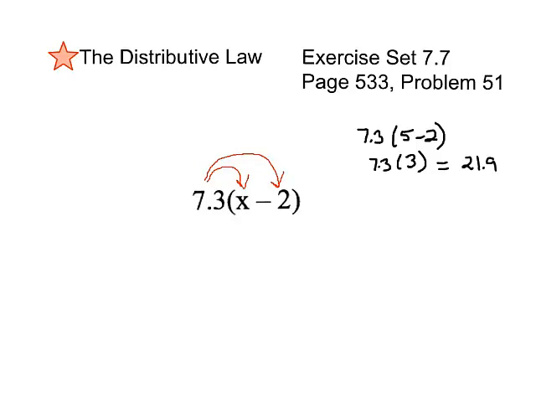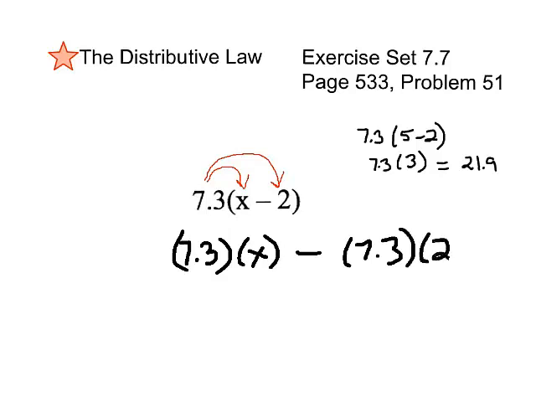That looks like 7.3 times x minus 7.3 times 2. Okay, so 7.3 times x, 7.3 times 2. Right. That leaves us with 7.3x minus 14.6.